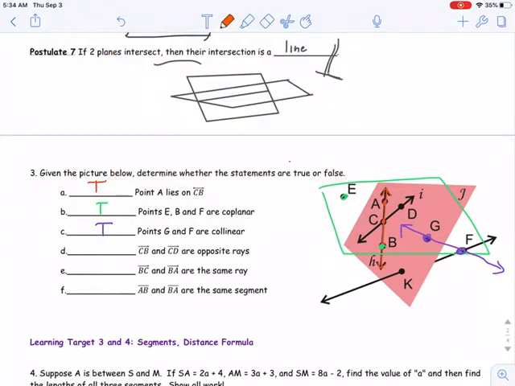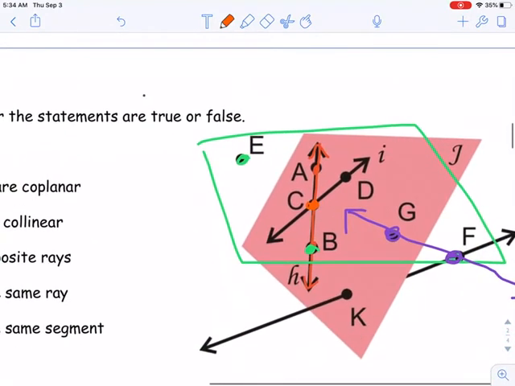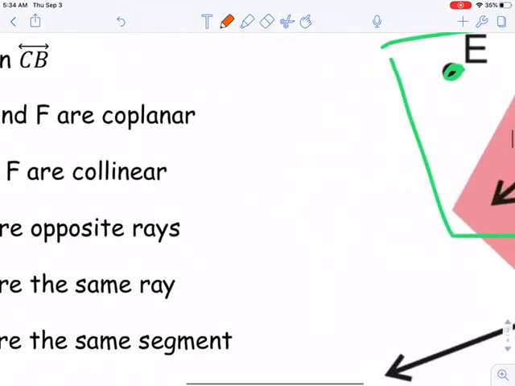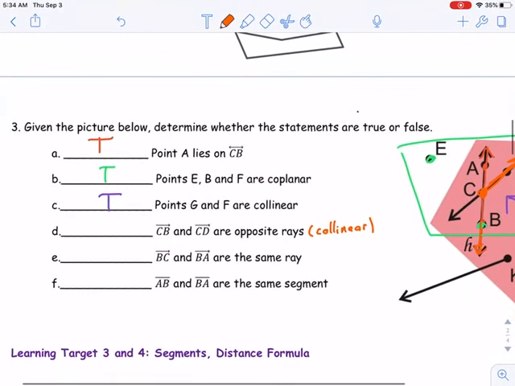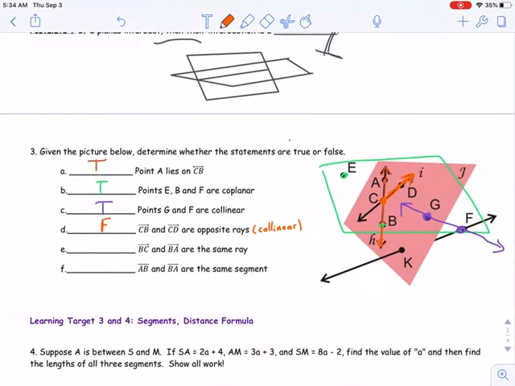CB and CD are opposite rays. So we start at C, go infinitely through B. Cool. We start at C, go infinitely through D. So they're not opposite rays. They're different rays. Opposite rays have to be collinear. They are not. So this one would be false. Opposite rays are collinear, same starting point. This doesn't meet the qualification. Let me erase all this junk.